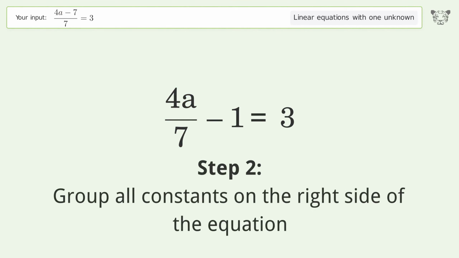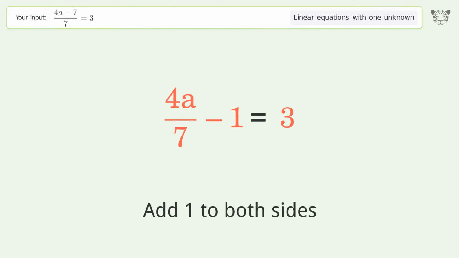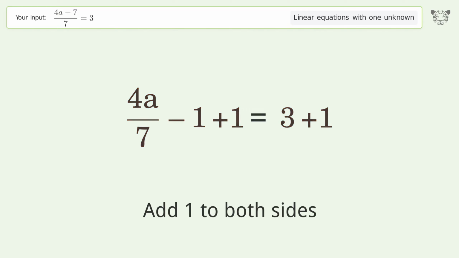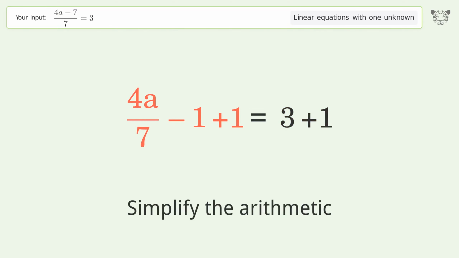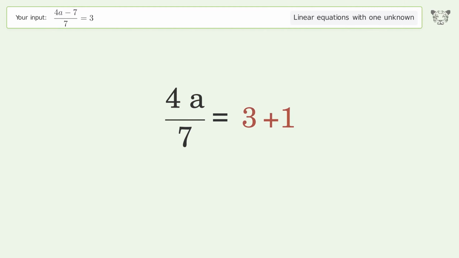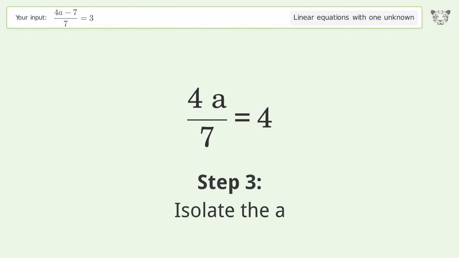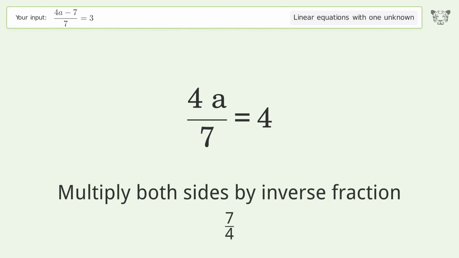Group all constants on the right side of the equation. Add 1 to both sides. Simplify the arithmetic. Isolate the a. Multiply both sides by inverse fraction 7/4.